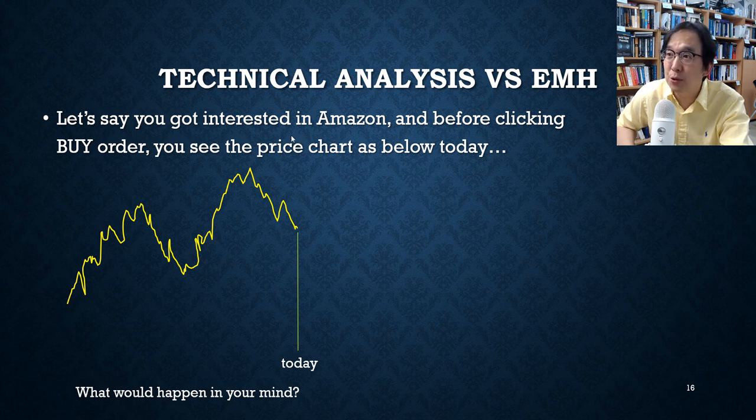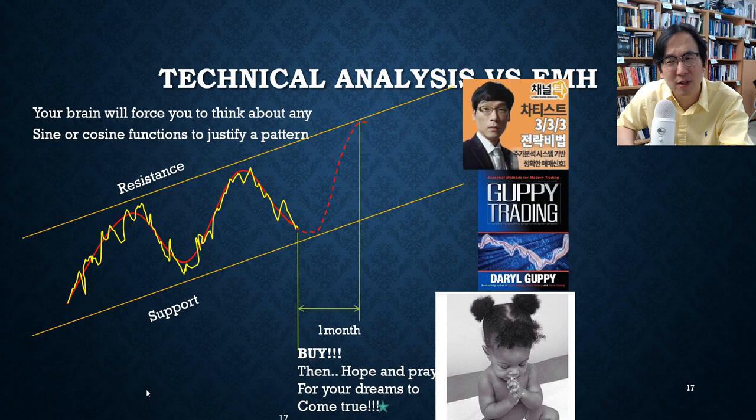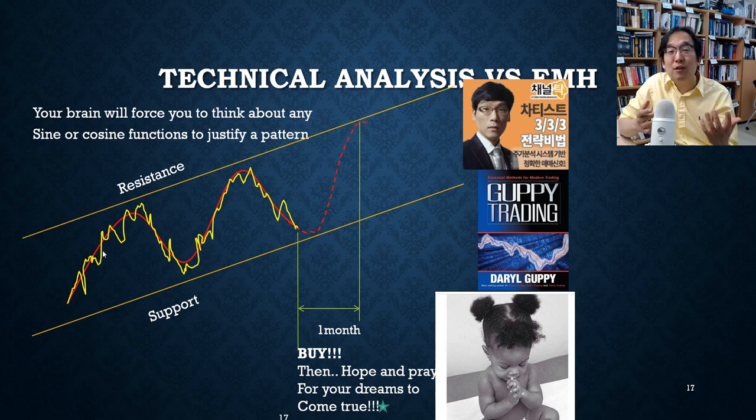Let's say you got interested in Amazon.com and before clicking the buy order, you see the price chart as below today. So up and down and up and down, this is today. What would happen in your mind? No matter how good or bad you did in your high school math, in trigonometry, you will think about sine and cosine functions. And then it seems like it is combined together with some linear function, so much so that there seems to be some support line below which the price doesn't seem to go down.